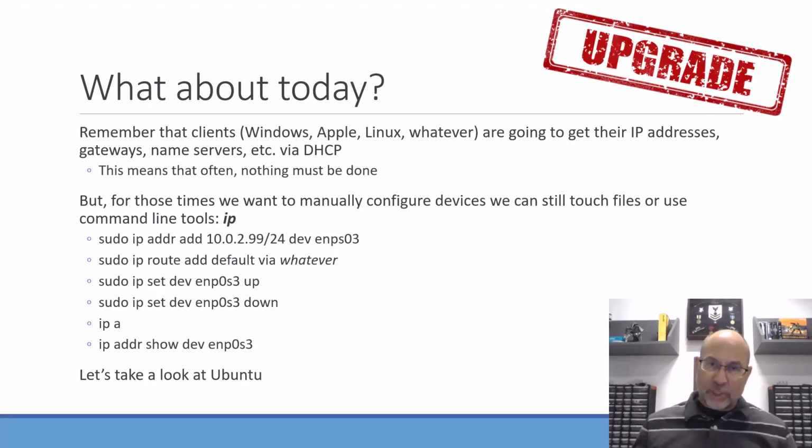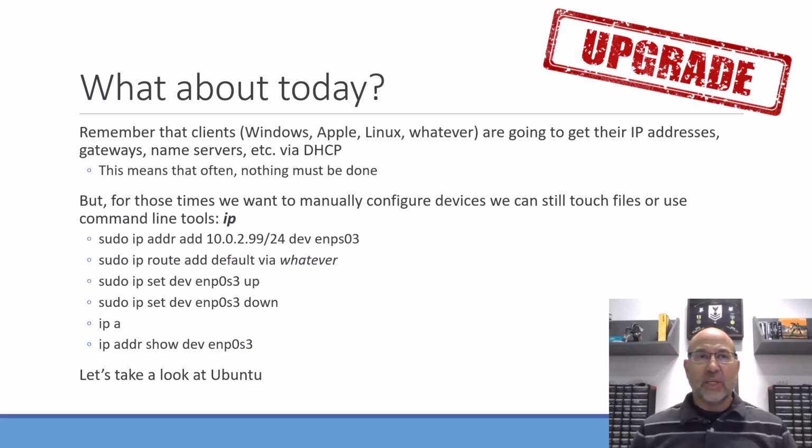So what do we do today? Well, there are times that we still need to install stuff, right? Traceroute might not be there, capture software might not be there, but today everything is sort of built into IPA. Now, when you're dealing with those clients, Windows, Apple, Linux, whatever it is, they're typically going to get their addresses via DHCP.